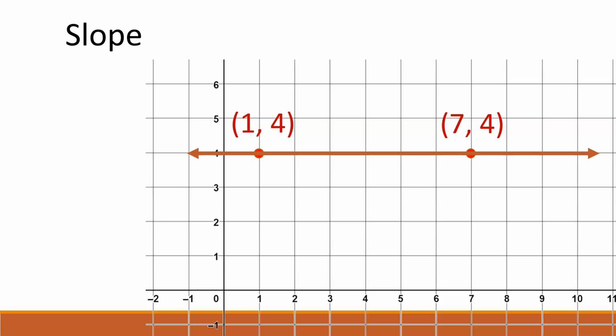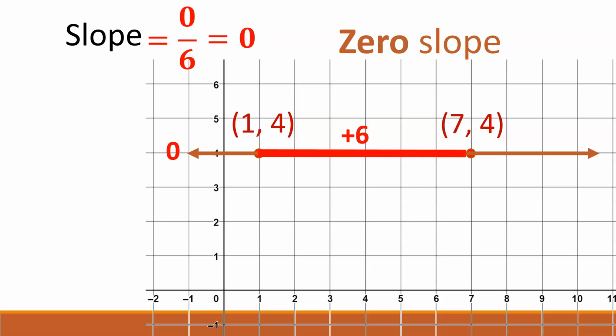We're still going to look for the vertical change and divide it by the horizontal change to move from one point to the other. In this case, there is no vertical change, so the vertical change is 0. The horizontal change from 1 to 7 is 6. So our slope is 0, the vertical change, divided by 6, the horizontal change, which is equal to 0. And you'll remember we said that a horizontal line, that horizontal road, had a 0 slope.